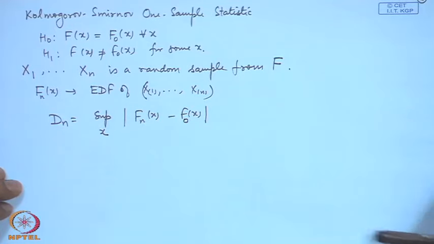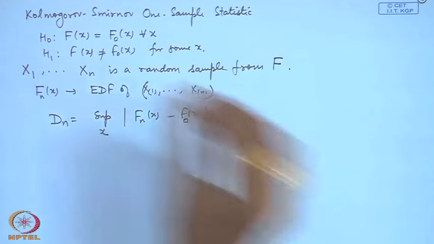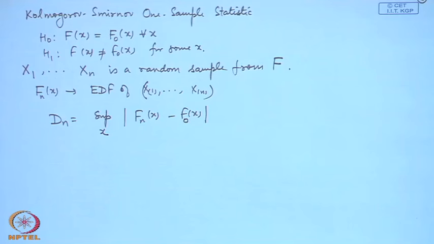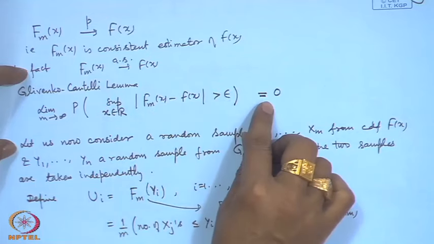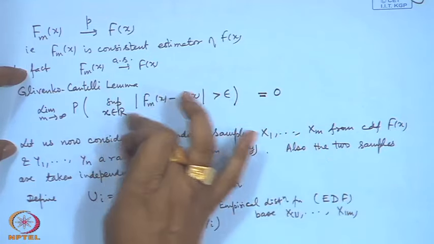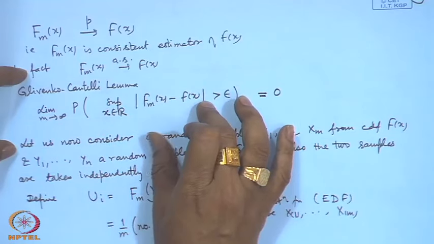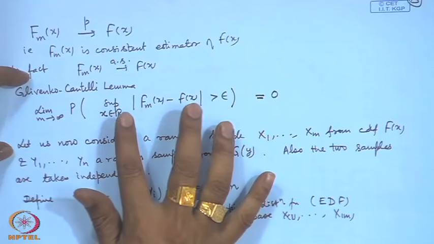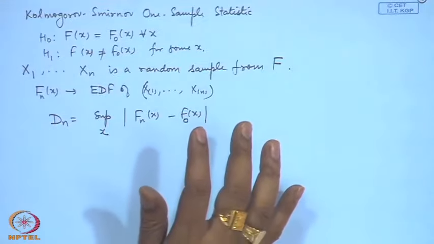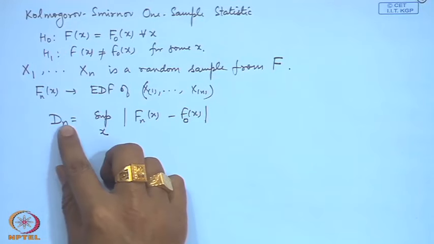So, what is the idea for this? The idea is the result about the empirical distribution function which we gave earlier, that it is strongly consistent, not only strongly consistent. We had actually proved that the limit of the probability of the supremum of |F m(x) minus F(x)| greater than epsilon goes to 0. So, because of this, this is a very good indicator of the actual discrepancy between the assumed model and the sample. That means, based on the sample we are calculating the empirical distribution function. So, if there is too much discrepancy, then this value will be large. Based on this idea, Kolmogorov and Smirnov defined the statistic called D N.